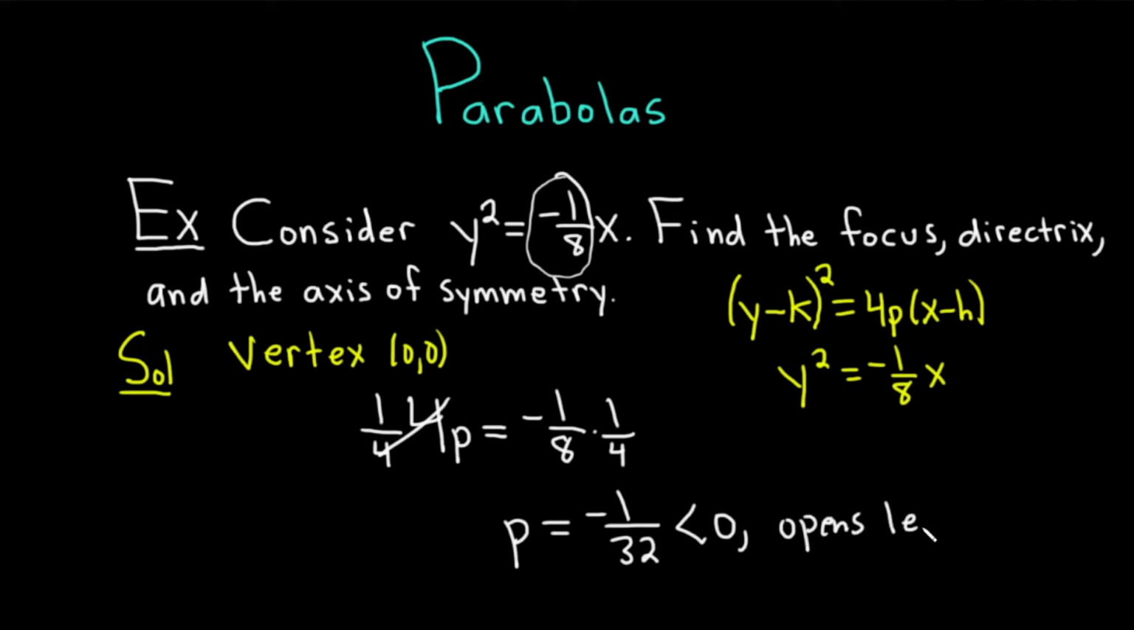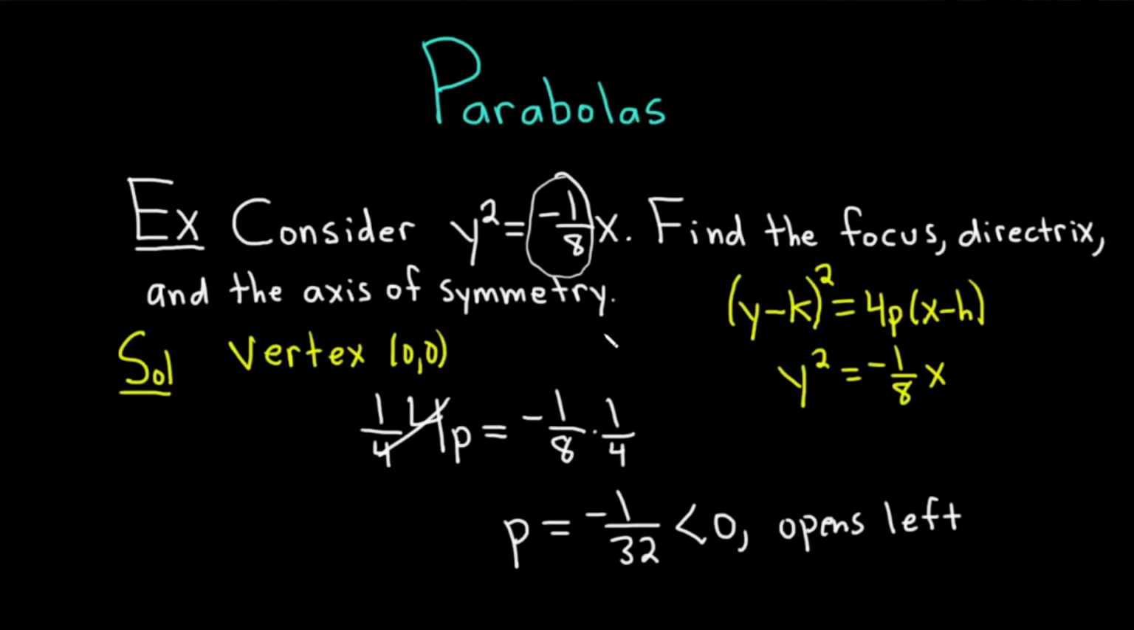That's key. You might be wondering, how do I know that? Whenever the y is being squared, your parabola is going to open left or right. If the x is being squared, it's going to open up or down. So -p opens left, +p opens right. And the y is being squared in this case, so we have a parabola that's opening left.